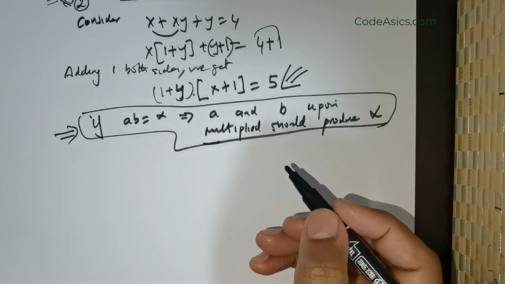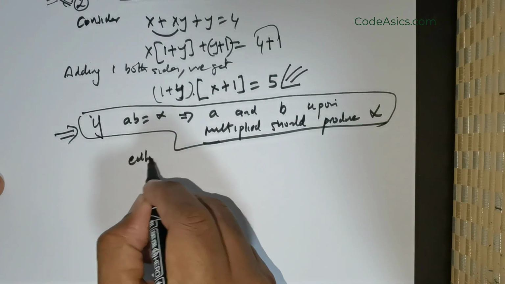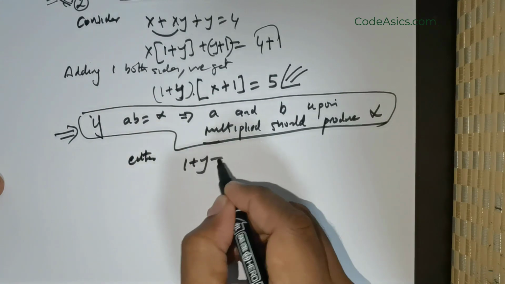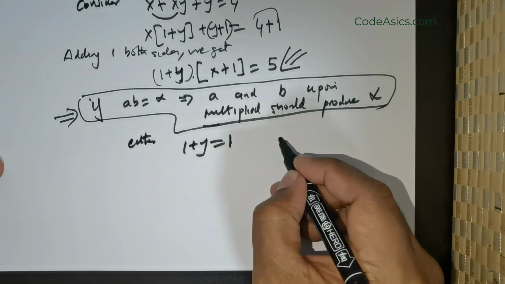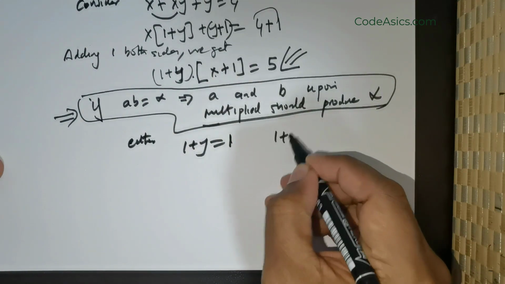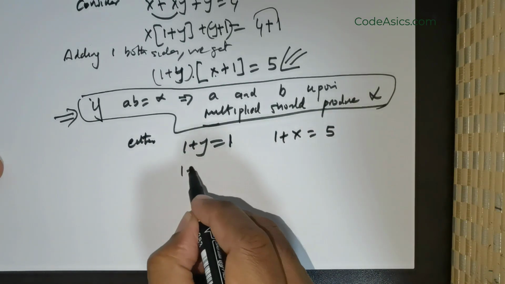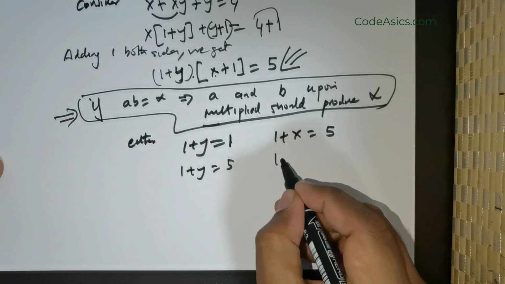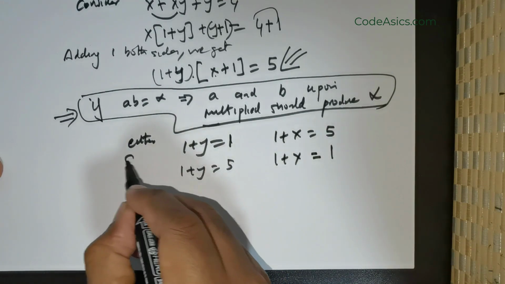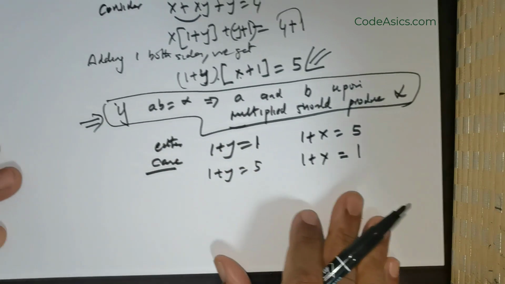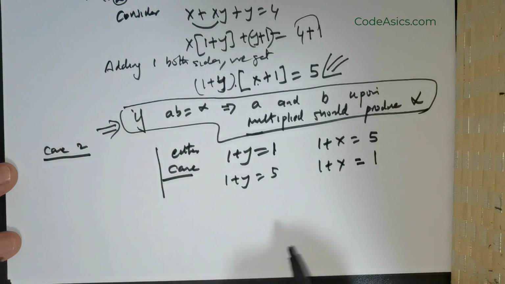Now when can this be possible? The only time that this can be possible is either 1 + y is equal to 1. So when 1 + y is equal to 1, this would mean the other quantity 1 + x would be equal to 5, or conversely 1 + y is equal to 5 and 1 + x is equal to 1. So this is one particular scenario. Okay, so let me go to the next scenario. So this is going to be case 2.